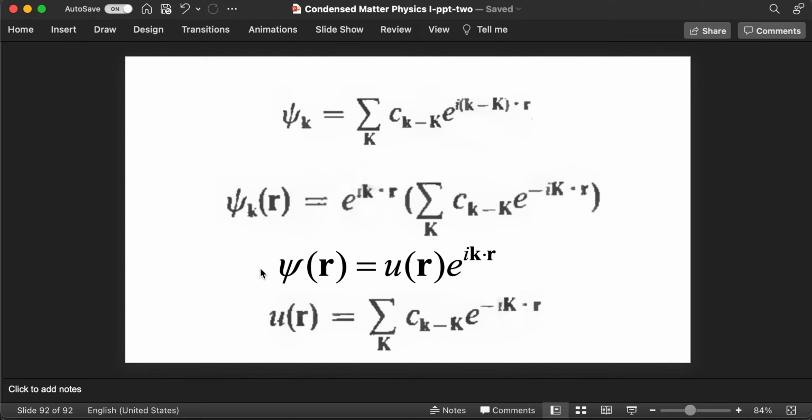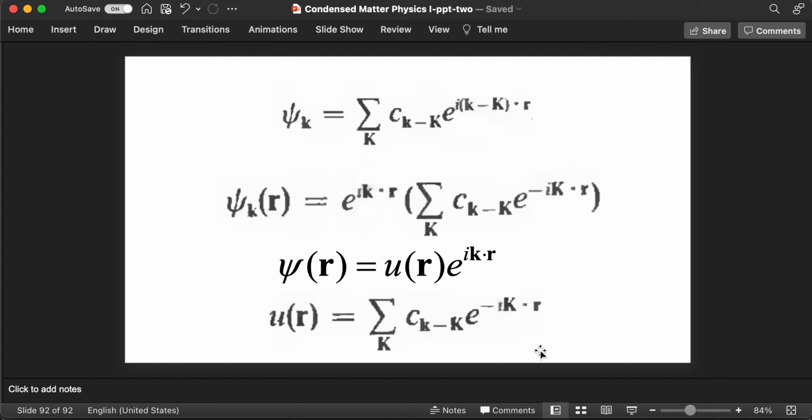We said that for an electron in a periodic potential, you can write the wave function as the plane wave times some function u of r which has the periodicity of the lattice. I can now choose this u of r to be basically this. And I will leave it to you as an exercise to show that this actually has the periodicity of the lattice.